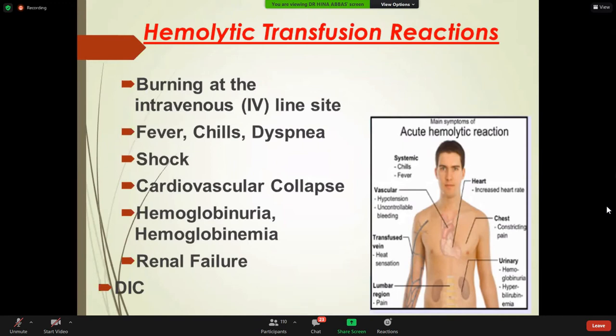Burning at the IV line site, fever, chills, dyspnea, shock, cardiovascular collapse, hemoglobinuria, hemoglobinemia, renal failure. This would lead to renal failure and ultimately DIC. This is intravascular hemolysis. If you have gone through the topic, this is no challenge for you to know about the hemolytic transfusion reaction. Only the cause is different. This is due to sort of alloimmunization. This is not autoimmune. Okay, so the patient's Coombs test might be positive or negative.